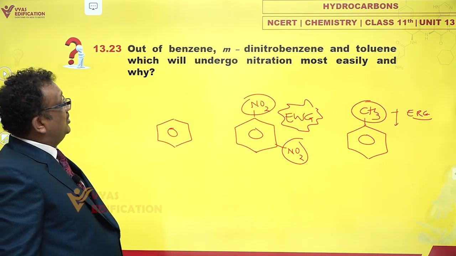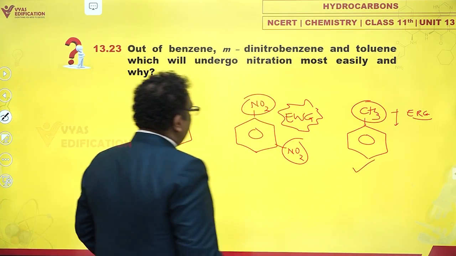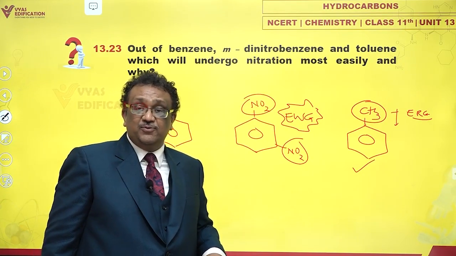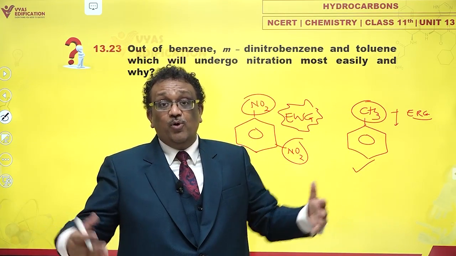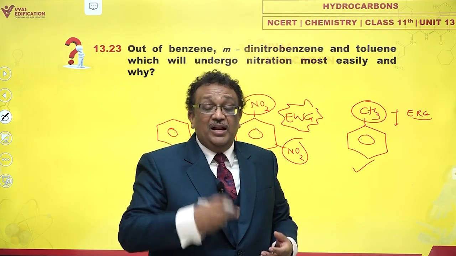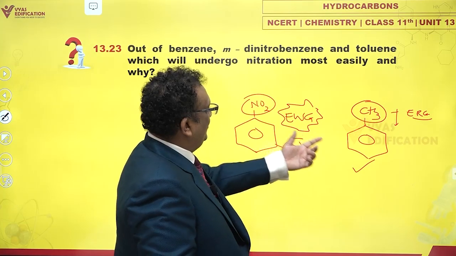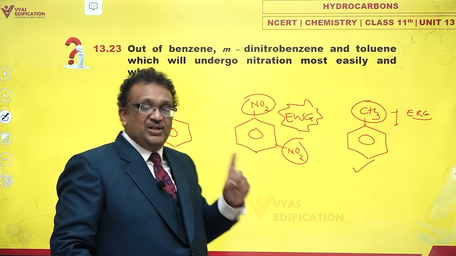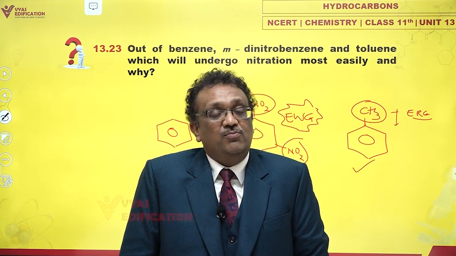Which will undergo nitration most easily and why? Toluene. Benzene is the reference. Two nitro groups make it very poor for electrophilic aromatic substitution, and methyl releases electrons, which has made the benzene ring more activated, more electron rich towards attracting an electrophile. That means undergoing electrophilic aromatic substitution. This is good. So the answer is toluene, the third one, which will undergo electrophilic aromatic substitution most easily.